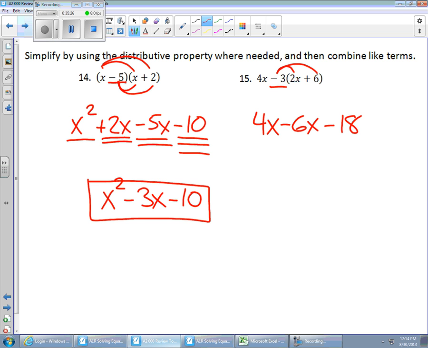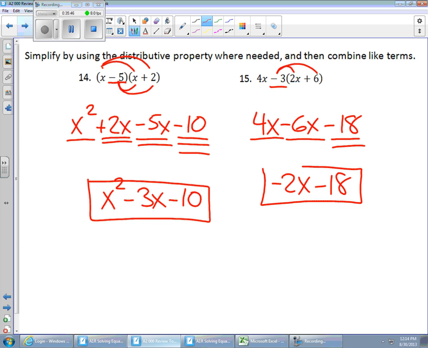The distribution is done. We're going to have a look and see if there's any like terms to combine. I have some x to the firsts, so I'm going to look for more x to the first, and I find some right there. 4 of them, take away 6 of them, that is negative 2. And I have negative 18 constants. Obviously, there are no other constants to combine with, so there is our answer.